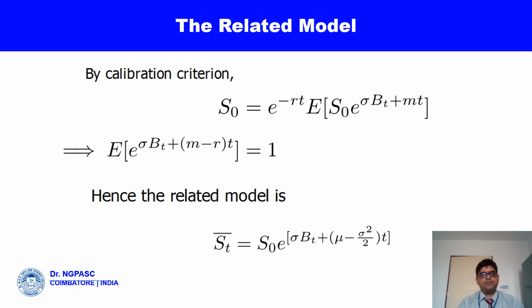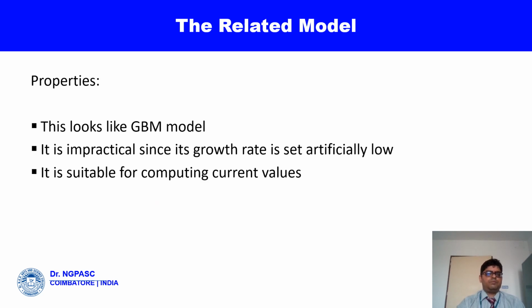And so the expected value of e^(σBₜ + (μ - r)t) should be equal to 1. And hence the model is S̄ₜ equal to S₀·e^(σBₜ + (μ - σ²/2)t). Here μ refers to the drift term, σ the volatility, Bₜ refers to the Brownian random variable, and S₀ the stock price at the initial time. So the model that you have derived is nothing but a geometric Brownian motion model. That is the solution of the geometric Brownian motion model.